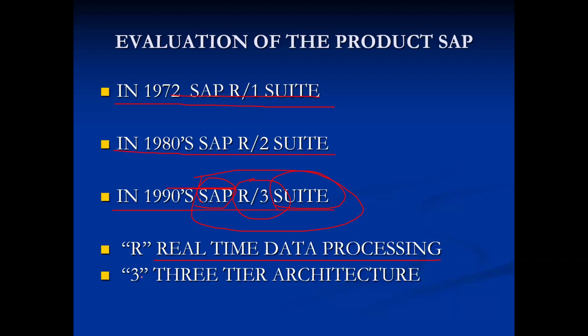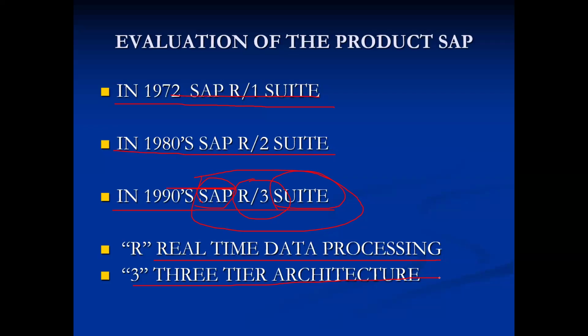Then 3. The 3 stands for 3-tier architecture. It refers to the levels of hardware setup you require to use the software. Every ERP, not only SAP, uses client-server technology, meaning there are some servers and some clients. So what is the difference between servers and clients? Basically, servers and clients are both physical hardware computer systems only.